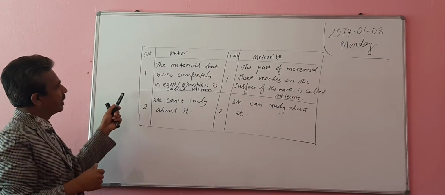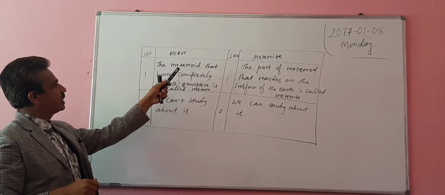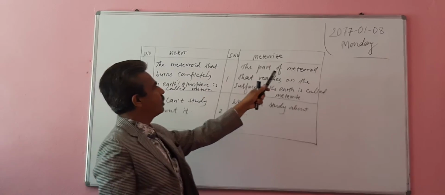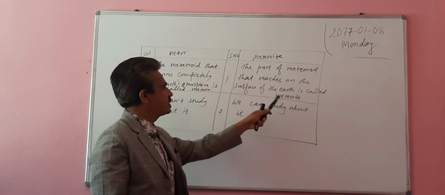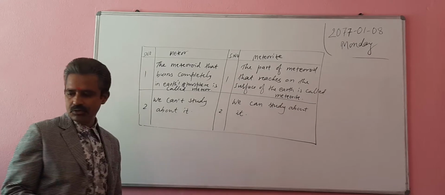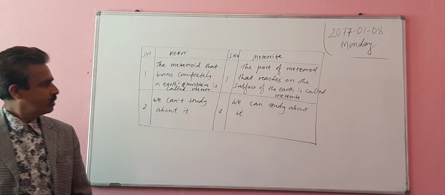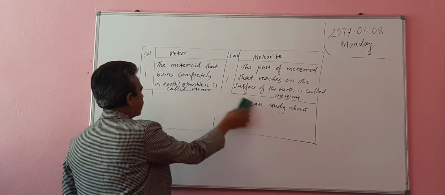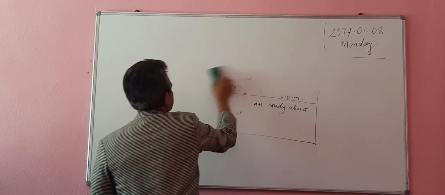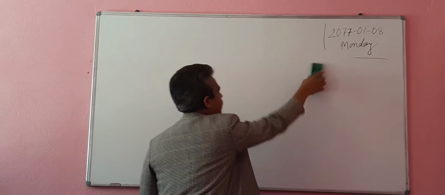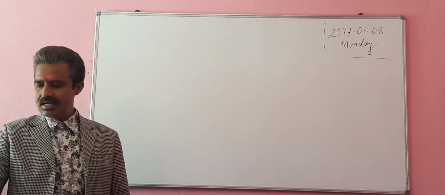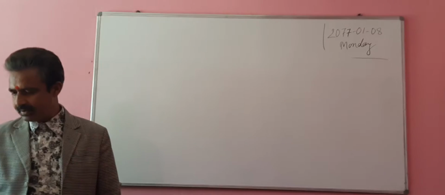Okay, meteor. The meteoroid that burns completely in Earth's atmosphere is called meteor, and the part of meteoroid that reaches on the Earth's surface is called meteorite. It's difficult to study about meteor. We can study easily about meteorite. And students, do you know the types of meteorite? Yes, the types of meteorite are stony meteorite, iron meteorite, and stony iron meteorite.